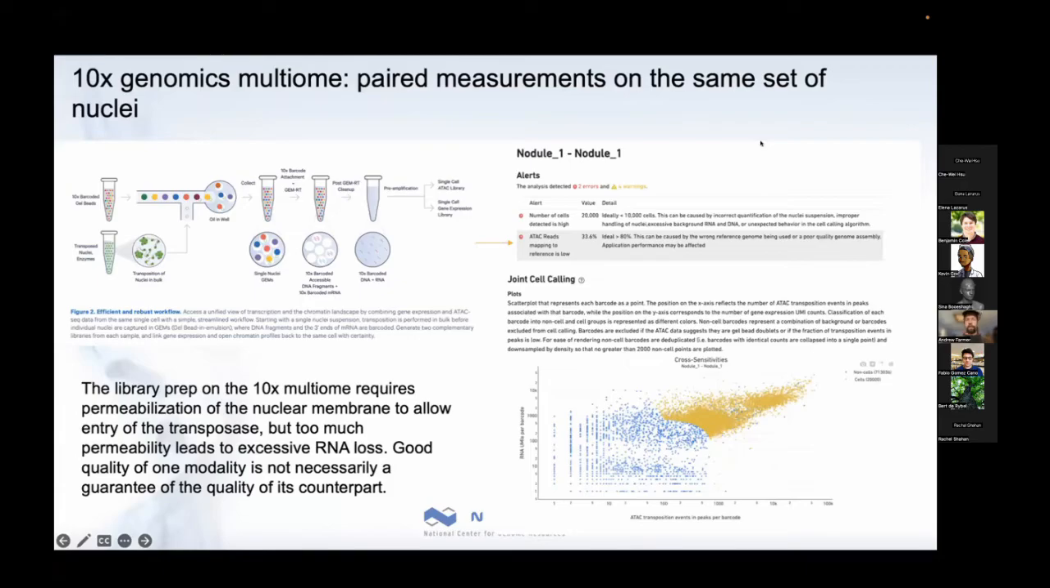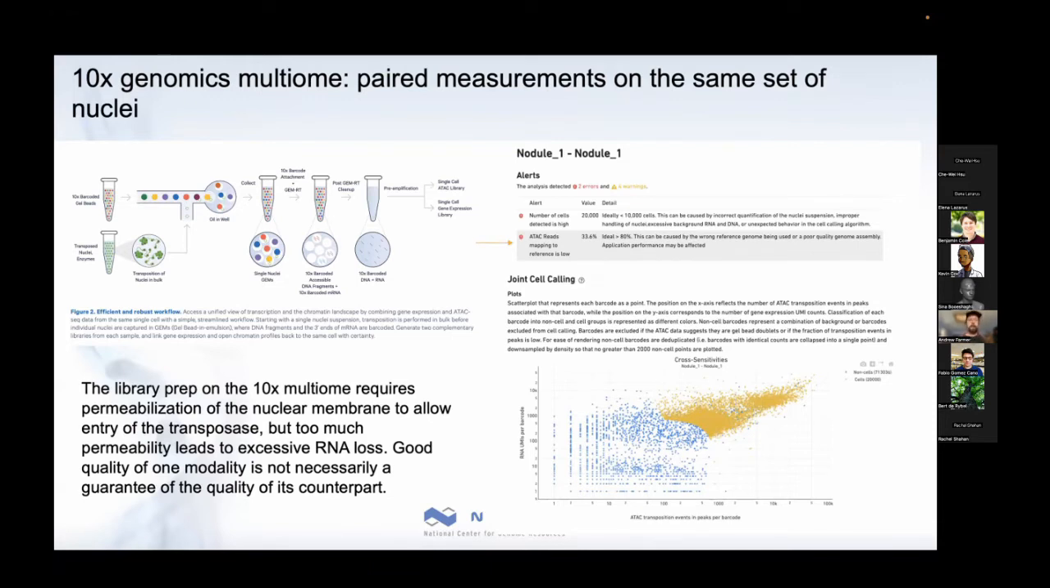All right, and in fact there are kits that allow you to do paired measurements, and I think Sandra Tavillier from Mark's lab presented on these protocols in the previous workshop. Essentially, you're doing the RNA-seq and ATAC-seq protocols on the same nuclei and creating the two separate libraries that you sequence in different ways. As I understand it from Sandra, there's a balancing act in the library prep: you need to permeabilize the nuclear membrane so that the transposase is actually able to get in and do its thing.